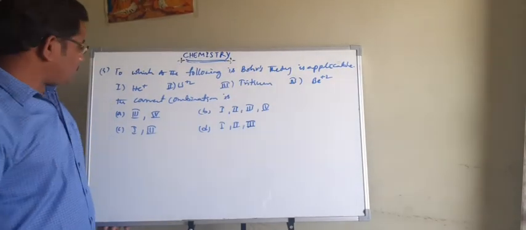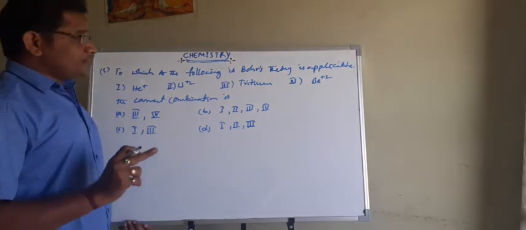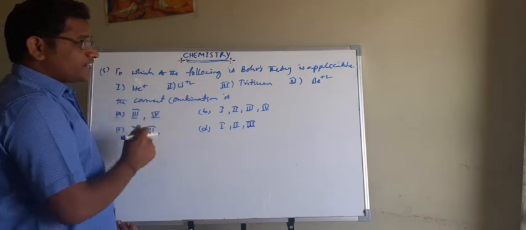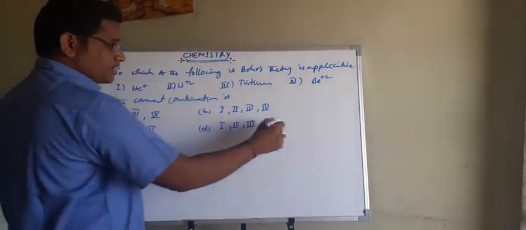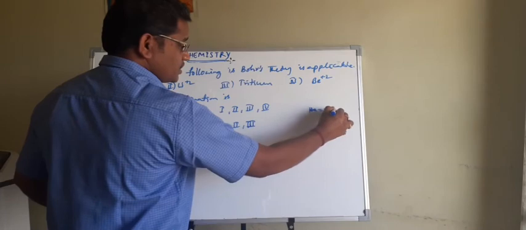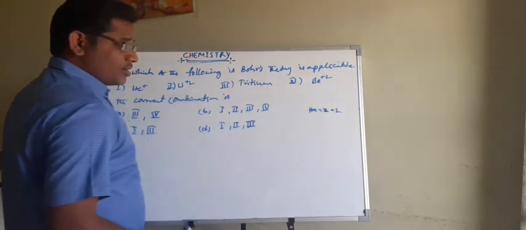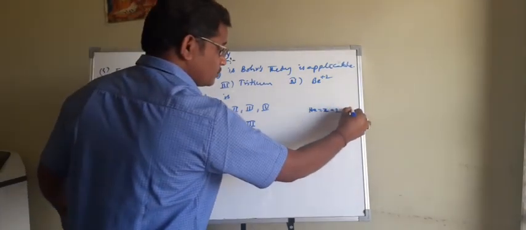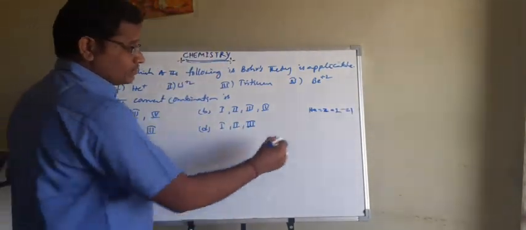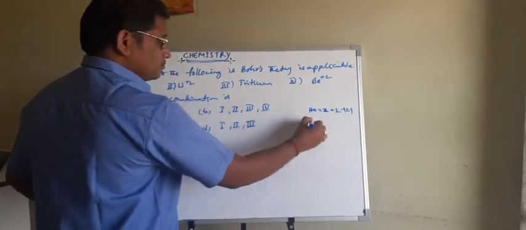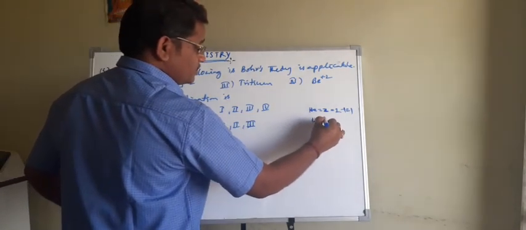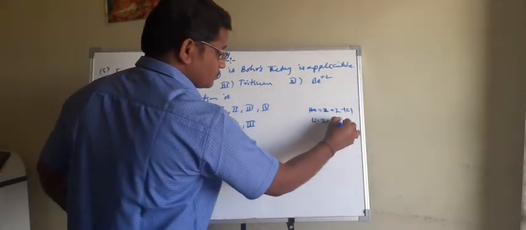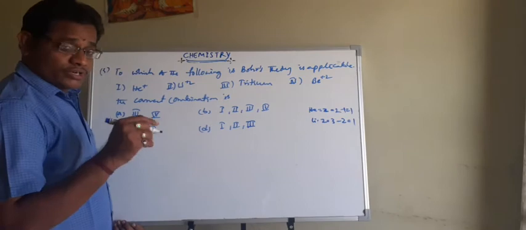See the third problem. To which of the following is Bohr's theory applicable? The options are helium plus, lithium plus 2, tritium and beryllium plus 2. Helium's atomic number Z is 2. With a plus 1 charge, 1 electron is lost: 2 minus 1, so it contains 1 electron. Then the next one is lithium. Lithium's atomic number Z is 3. Out of 3 electrons, a plus 2 charge means 2 electrons are lost. How many electrons remain? 1 electron.